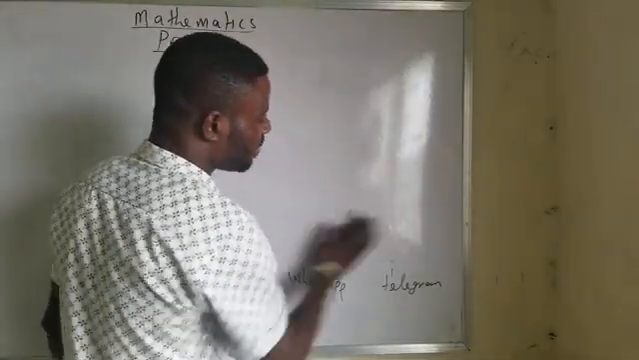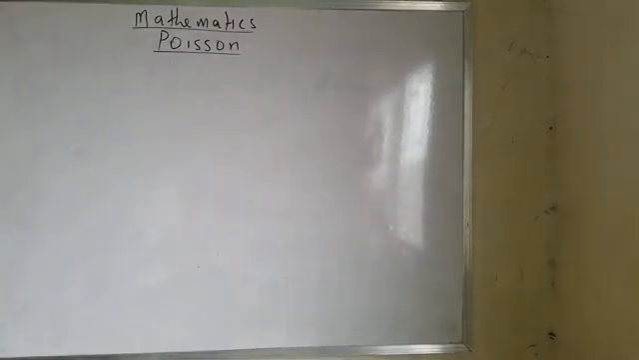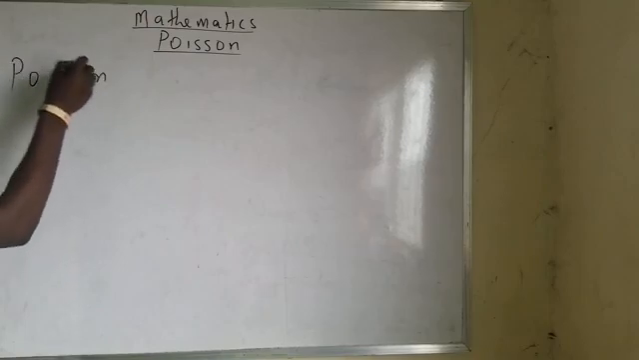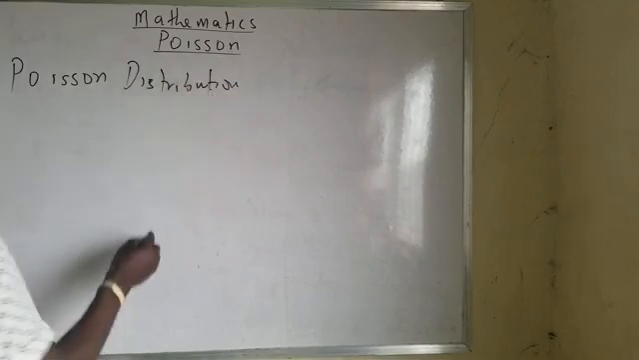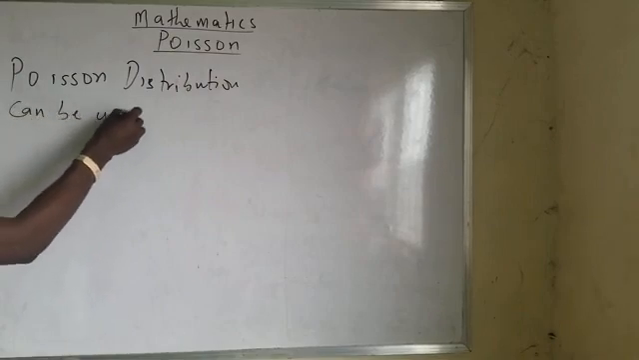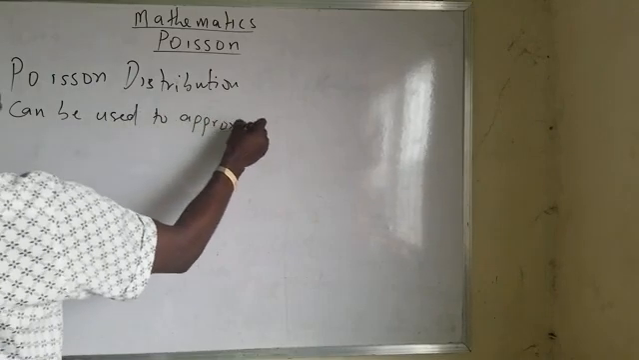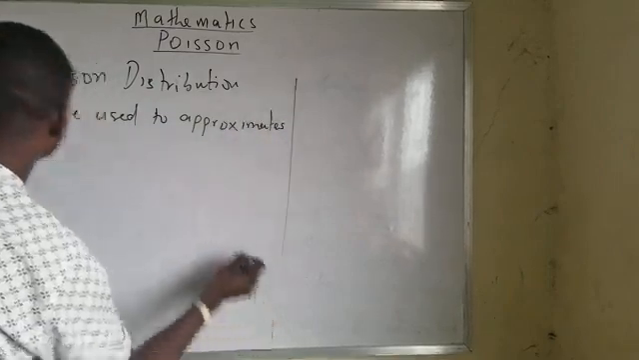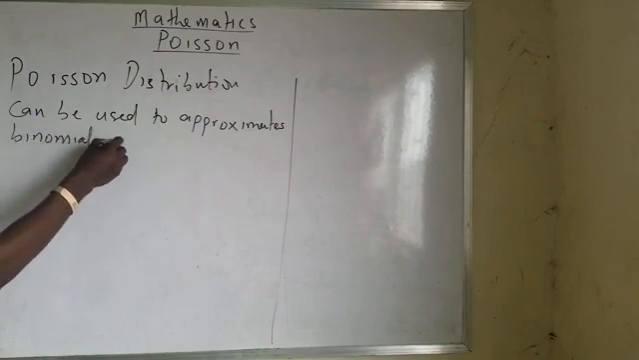Let me quickly tell you what I know about Poisson before we go to the calculation part of it. Let me quickly explain Poisson to my own understanding. Now, Poisson distribution can be used to approximate the binomial distribution.